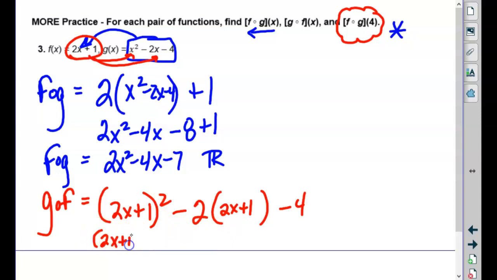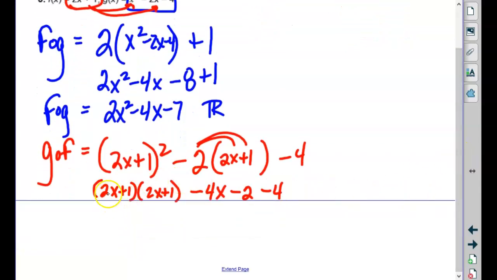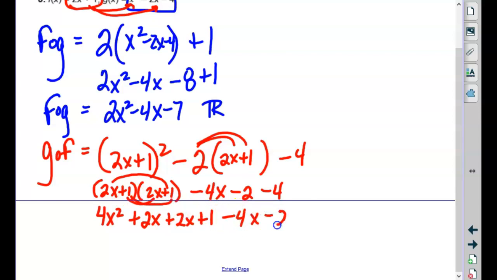Remember, you've got to do 2x plus 1 times 2x plus 1 and distribute that, or FOIL it together. Here you're distributing. Just lots of room to make little mistakes, right? 2x times 2x is 4x squared. 2x times 1, 1 times 2x, 1 times 1. And then I have all the leftover stuff from up above.